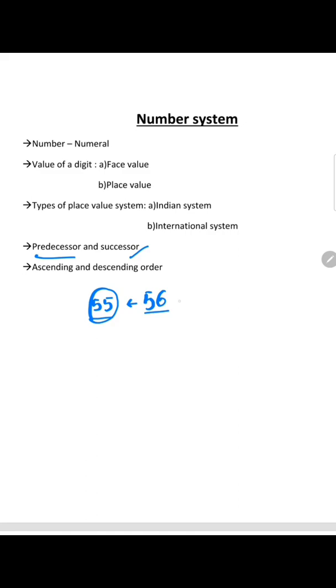The after number is known as the successor. So, 57 is the after number of 56. So, here the successor of 56 is 57.